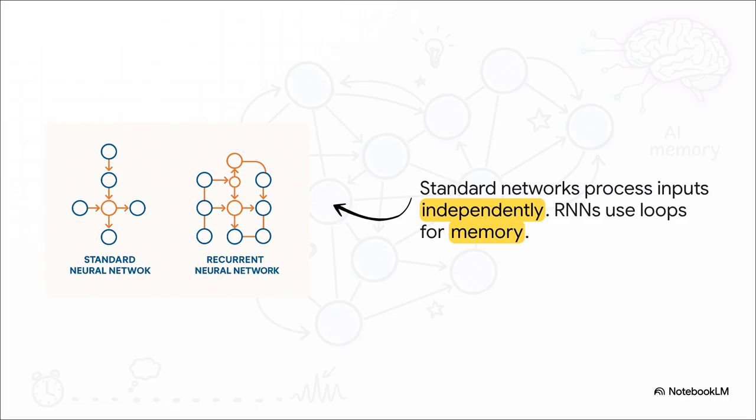Okay, so check this out. On the left, you've got a standard network. It treats every single input like it's the first time it's ever seen anything. There's no past, no future. But the RNN on the right, it has that loop. And that simple-looking loop is an absolute game changer. It lets information from one step get passed on to the next. That loop is its memory.